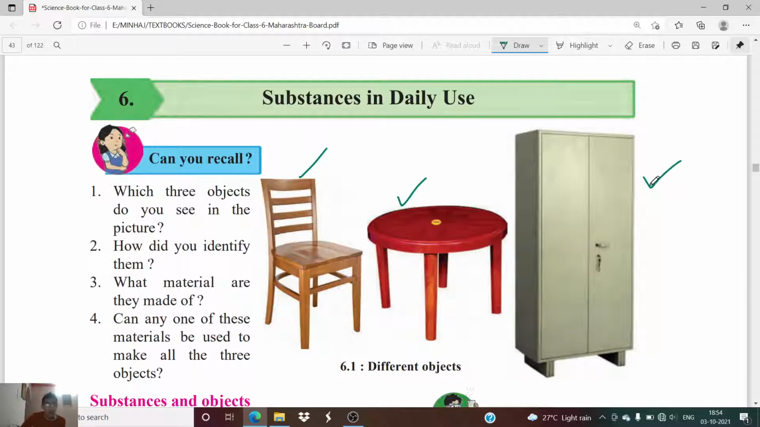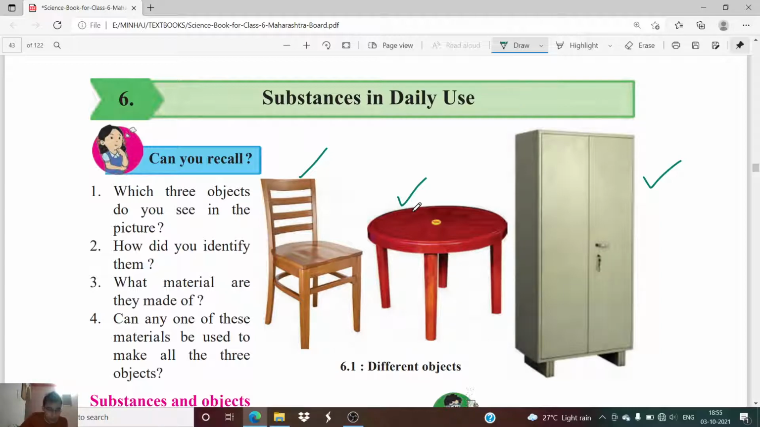Now, by just looking at the given objects, how can we say that the materials they are made of are wood, plastic, and steel? By considering the properties of these materials. In the previous chapter we studied the properties of metals and other substances, and in those properties we saw what different parameters are associated with metals and materials.